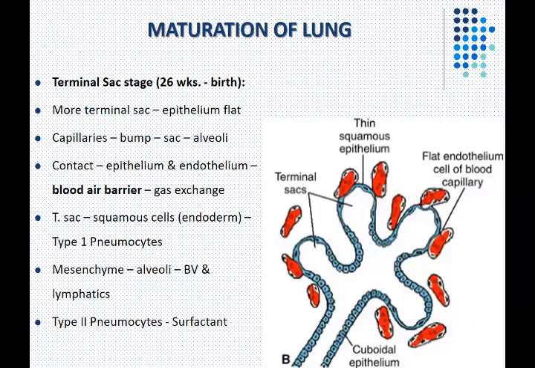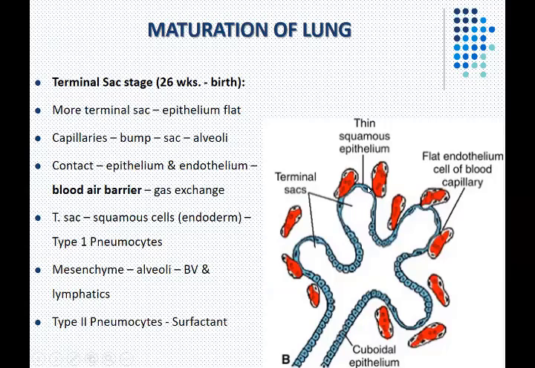This stage varies between 26 weeks up to birth. ये जो period है 26 weeks to birth, 40 weeks तक. This period is called terminal sac period. ठीक है, terminal sacs जो है primitive primordial alveoli हमने उनकी बात की थी. Now 26 weeks onwards, these are the terminal sacs we're talking about.